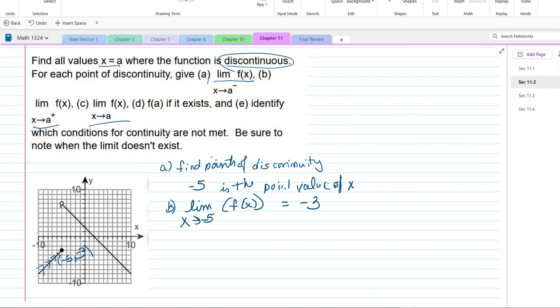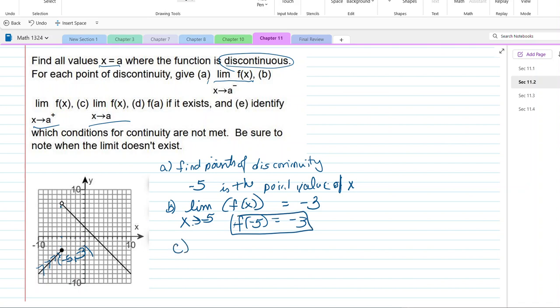So now I have that. That's the A part. And we also know that the value of f of -5 is -3. We also know that because it's a solid point.